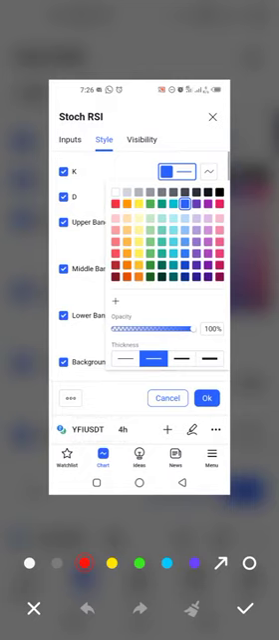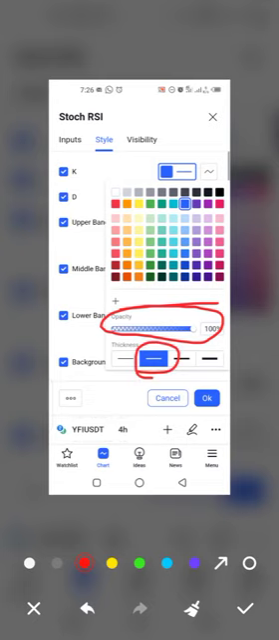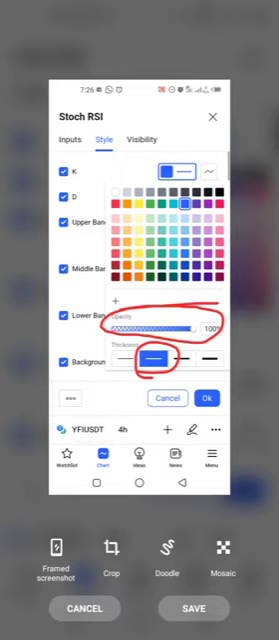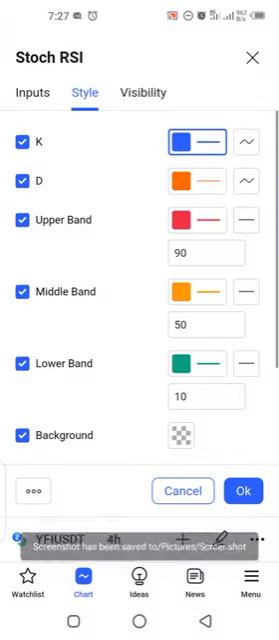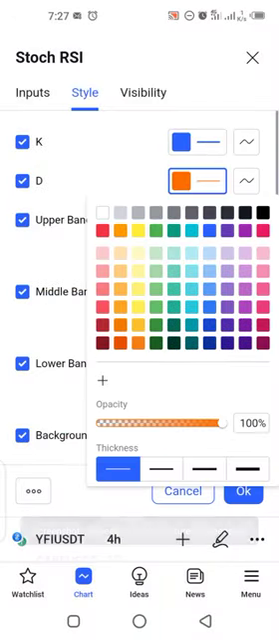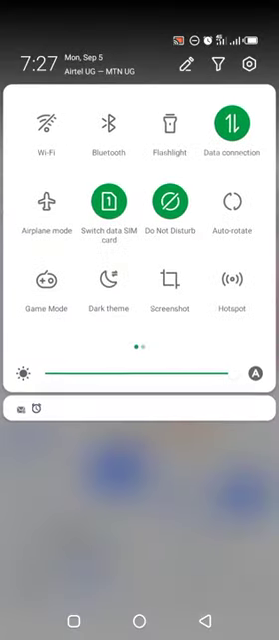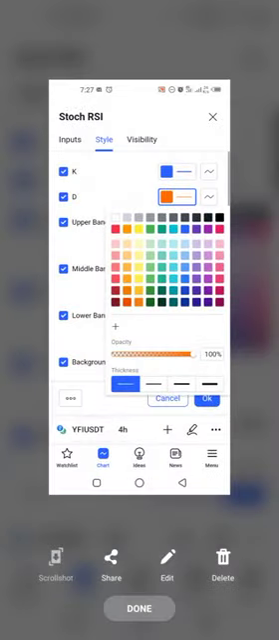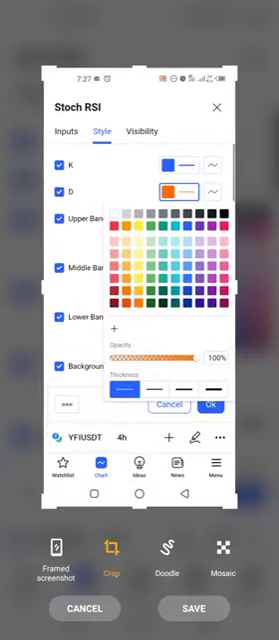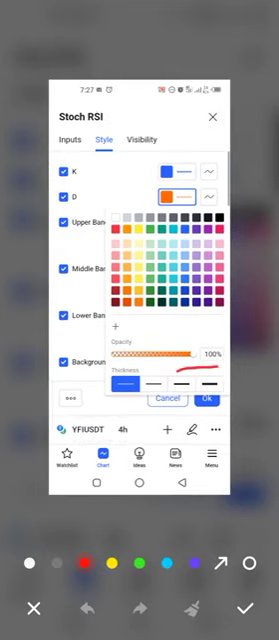Then I make sure I make my opacity 100, and the thickness is here. So we are done with the blue. Now let us go to the next one, which is the orange, the D. Like you see, down here we have 100, and the thickness is here.